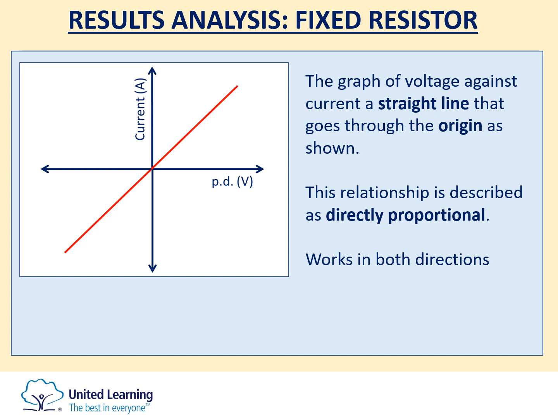The gradient of that line can be used to calculate the resistance of the resistor. One little caveat on this particular experiment is that this only is true if the resistor is kept at a constant temperature. If the resistor gets too hot, its resistance may change.